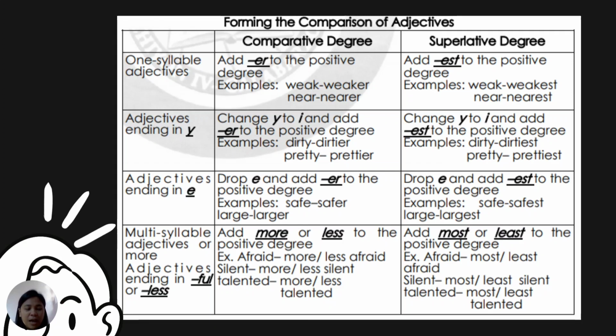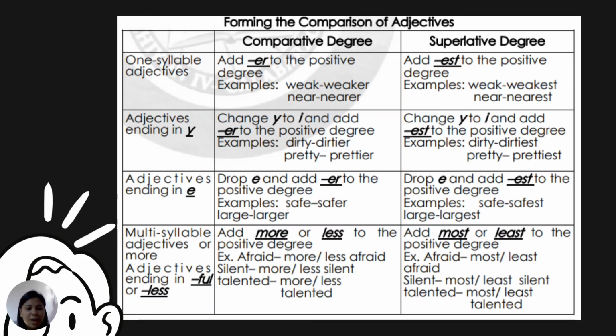In forming comparison of adjectives, when adjectives end in Y, change Y to I and add ER to the positive degree. Examples: dirty, dirtier. Pretty, prettier. And in superlative degree, change Y to I and add EST to the positive degree. Examples: dirty, dirtiest. Pretty, prettiest.